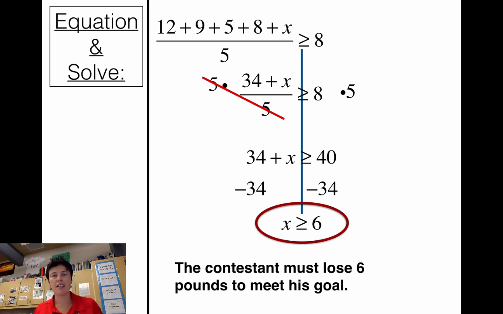Now this last example here is kind of an application problem, but it's just demonstrating multi-step inequalities. You just solve it like a regular equation, but you have to pay attention to that greater than or less than symbol. And don't forget to flip it if you're multiplying or dividing by a negative.